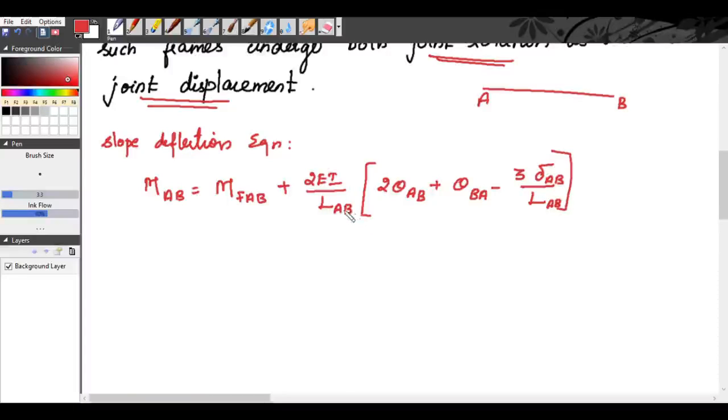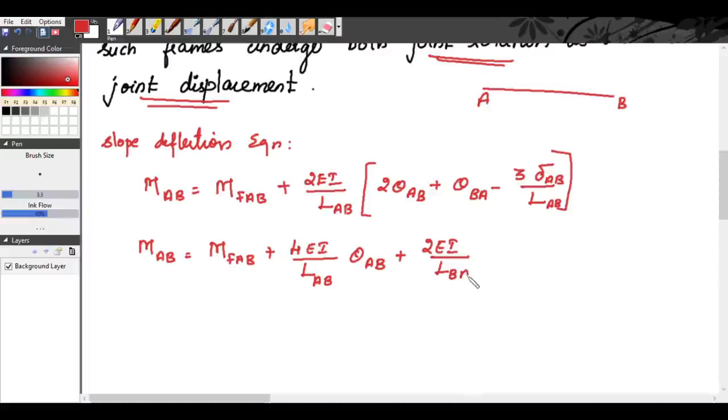So how did we introduce the new terms here in the previous classes? The final moment MAB will be equal to MFAB plus this 2EI by L. So this can be written as 4EI by LAB into theta AB plus 2EI by LBA into theta BA minus 6EI by LAB into delta AB by LAB.